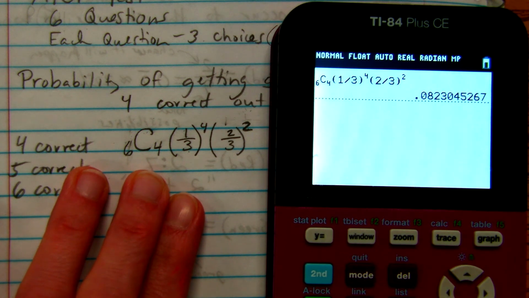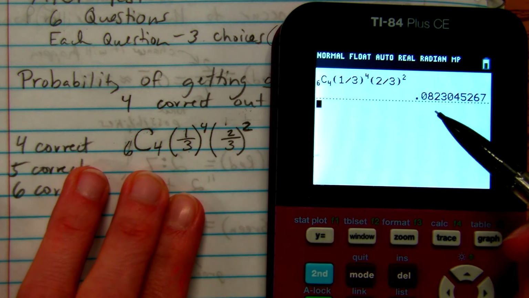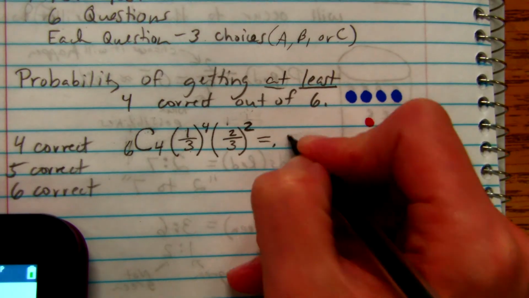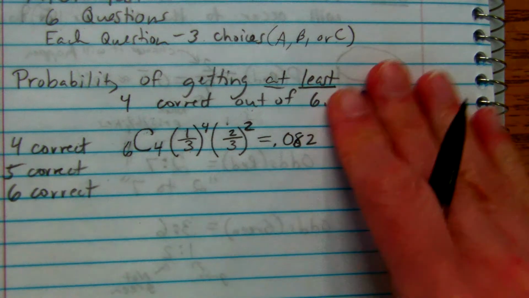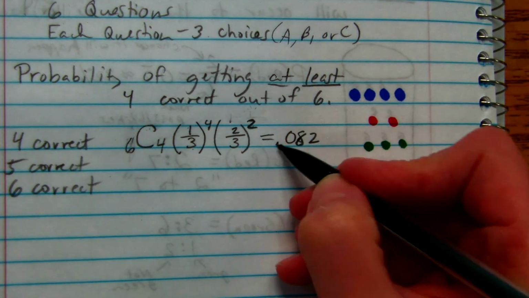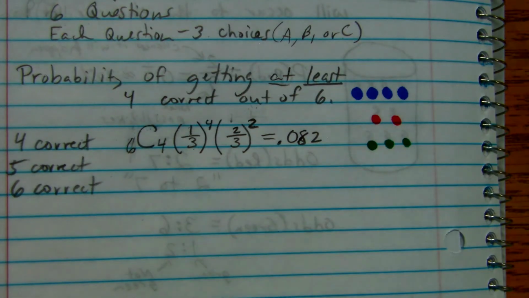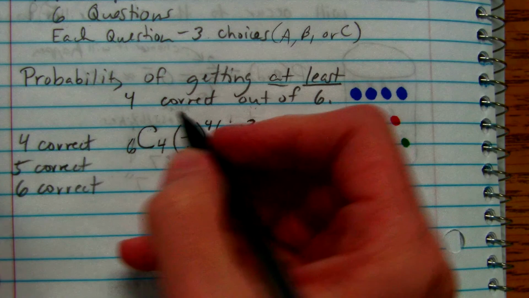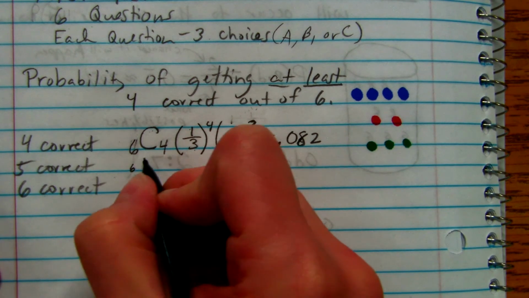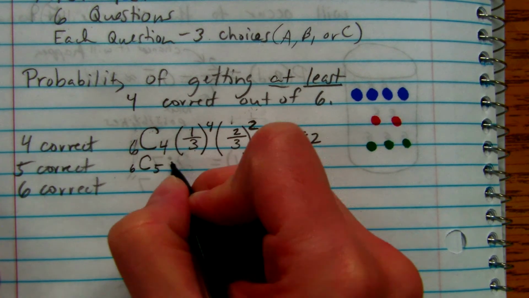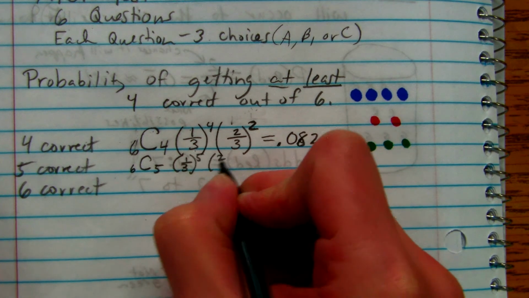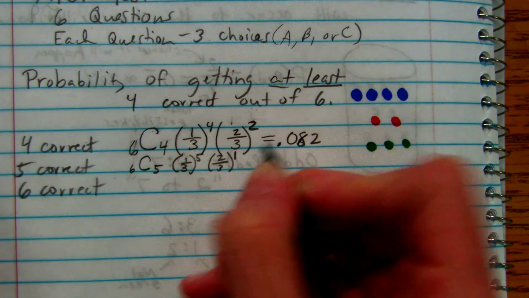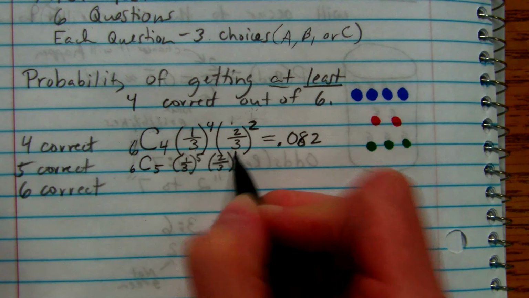So the chances of getting 4 correct out of 6 is about 8%. I'm going to write that down. I'll keep a couple decimal places. This is a little bit bigger than 8%, so it's about 8.2%, so 0.082. And then when I go to set up the second one, I'm going to change the 4s to 5. So I'm going to have 6C5, 1/3 to the 5th power, 2/3 to the 1st power, because now I want to get 5 right, 1 wrong.